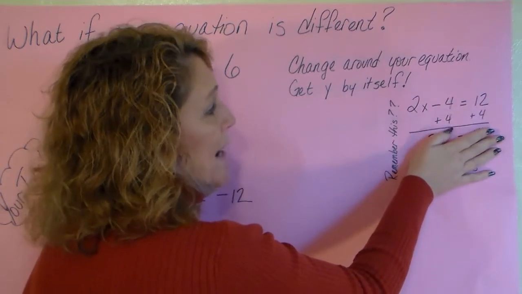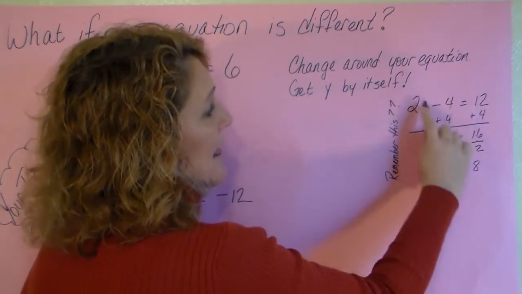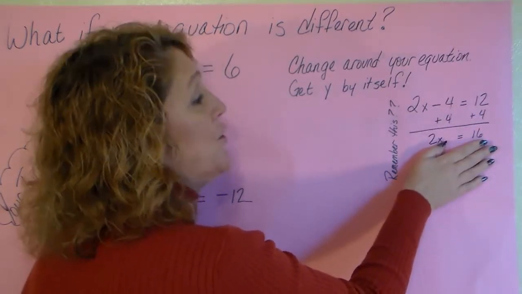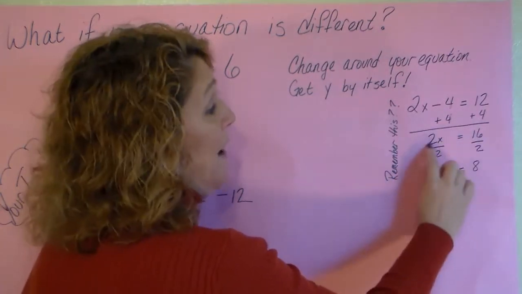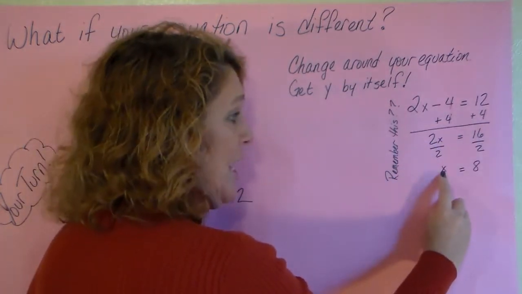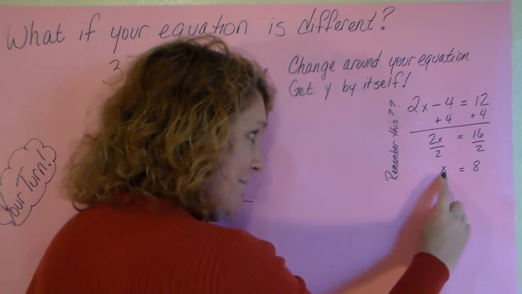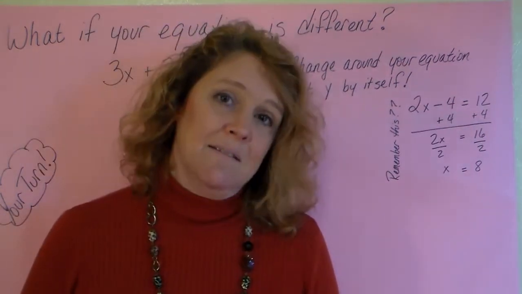The first thing we did was we added 4 to both sides. And that got the 2x by itself. And 12 plus 4 is 16. And then we divided each side by 2, so it was just x on this side. We're going to do that same thing to this.